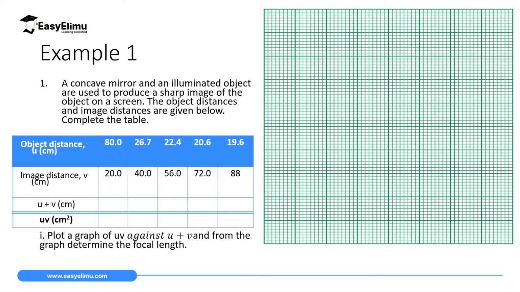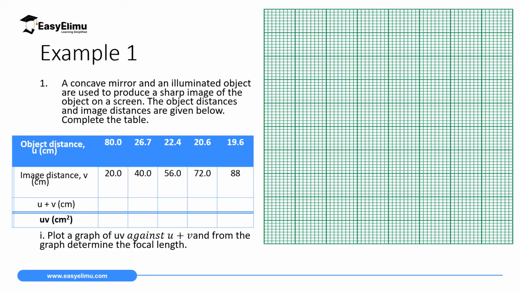A concave mirror and an illuminated object are used to produce a sharp image of an object on a screen. The object distance and the image distance are given below. Complete the table and then plot a graph of UV against U plus V, and from the graph determine the focal length of the mirror. So in this case, first we have to fill this table or complete this table.